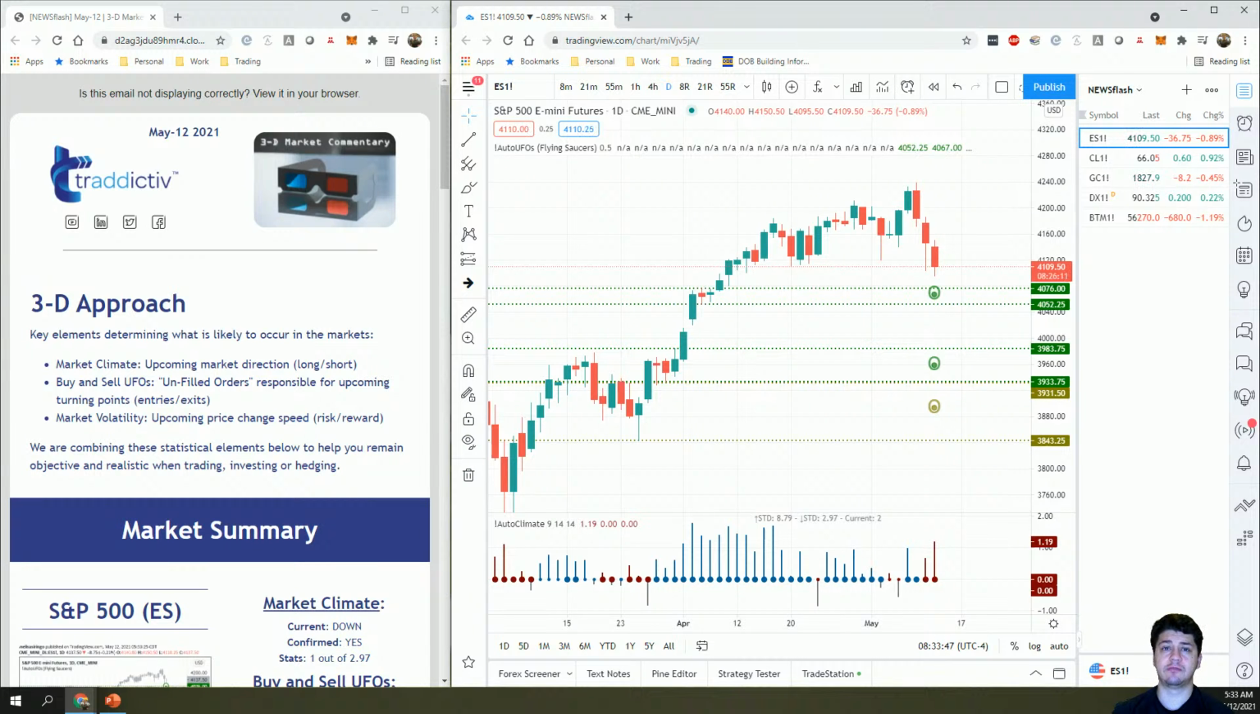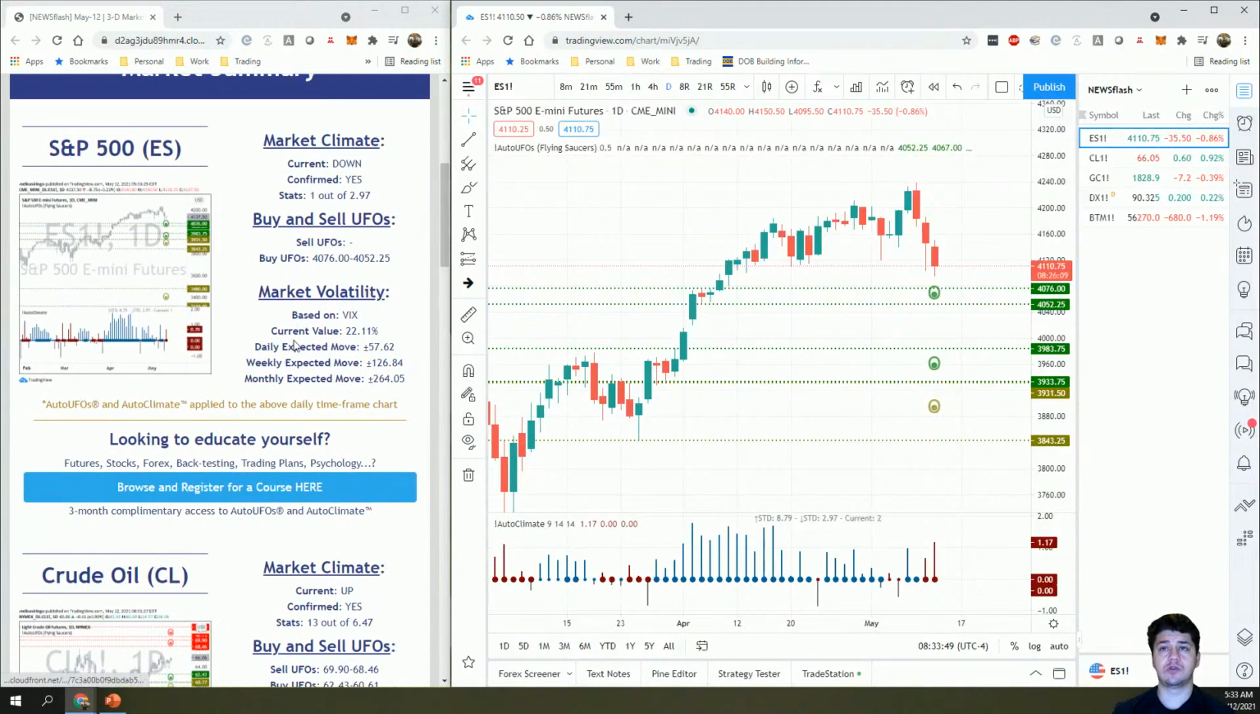And then, of course, we're looking at the market volatility, which is the speed of movement for that exact market. So the first one that we're already analyzing is the S&P, and based on the VIX, we're looking at 22.11%, which is elevated volatility. Daily expected move of 57.62, 40.95 to 41.40. So that has not been done just yet.